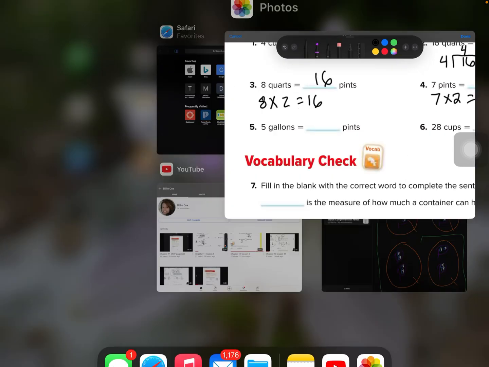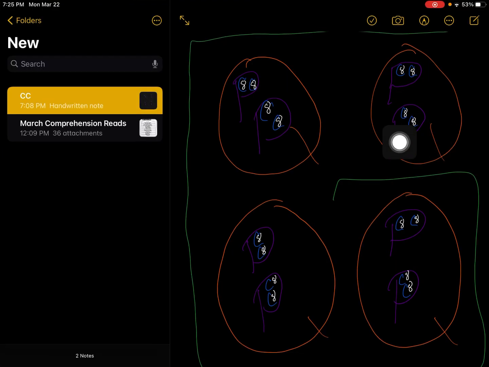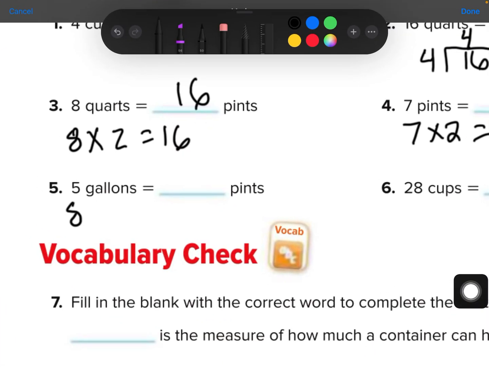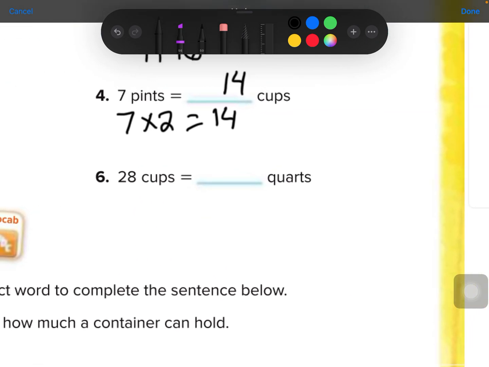Number 5, 5 gallons equals how many pints? Well, let's see how many pints are in a gallon. 1, 2, 3, 4, 5, 6, 7, 8. So I have 8 pints per gallon, and I have 5 gallons that I'm multiplying here. So that's going to equal a beautiful 40 pints.